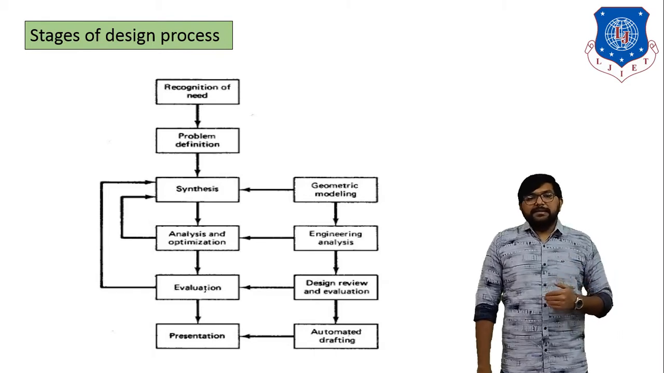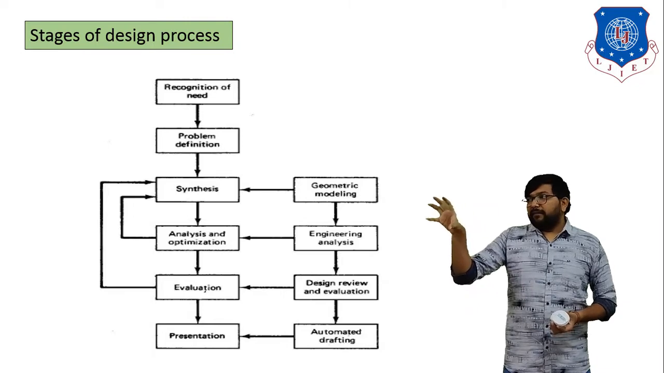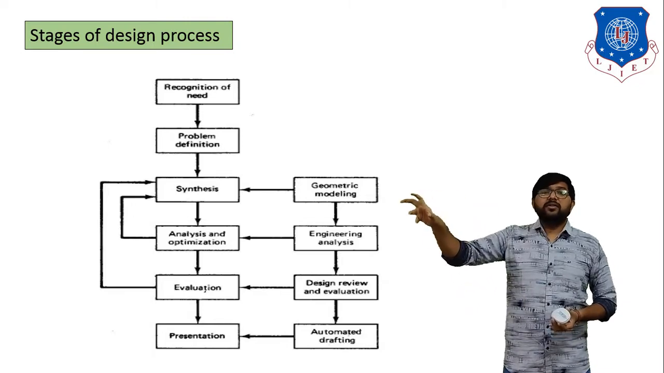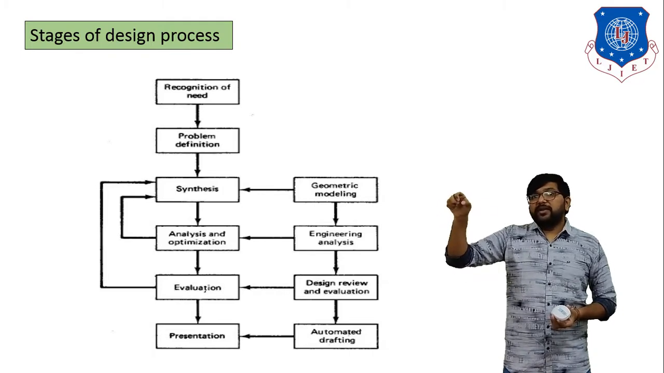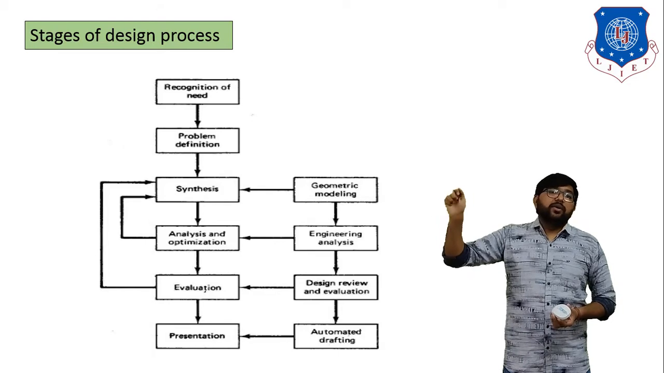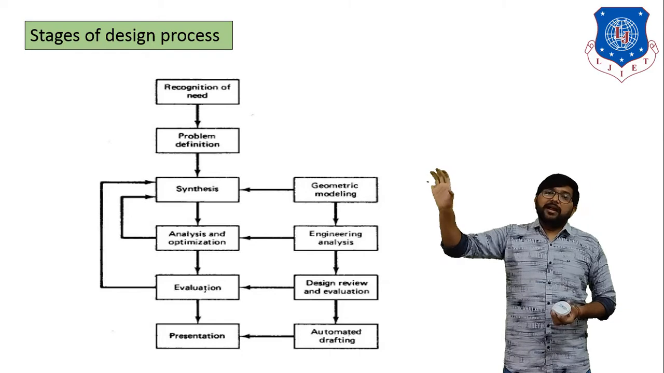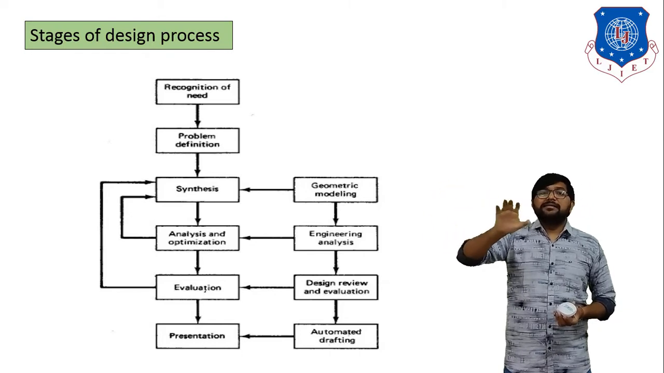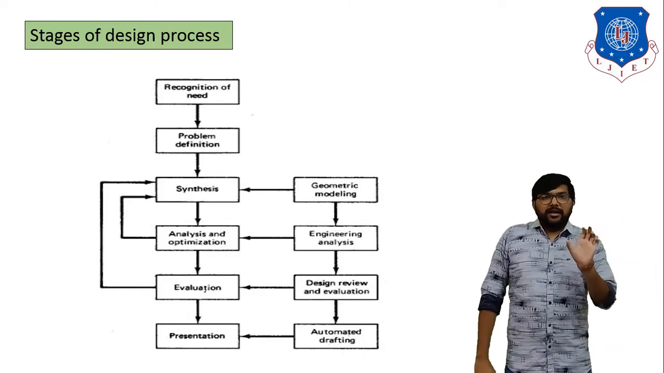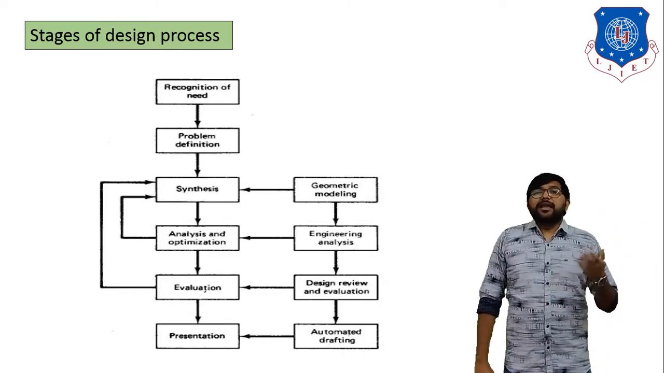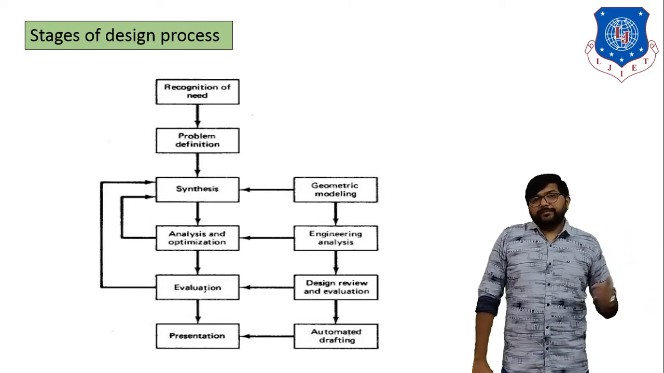The next step is analysis and optimization. Once you prepare your design, for the validation of your design you have to make some analysis, or check whether your design is safe or not. You have to use analysis software and check in it whether your design is safe or not. Clear? It's called engineering analysis. In analysis and optimization we use different analysis software like ANSYS, CATIA.